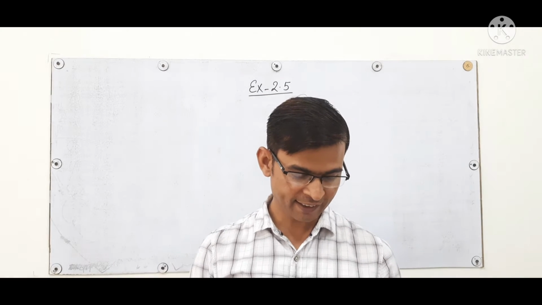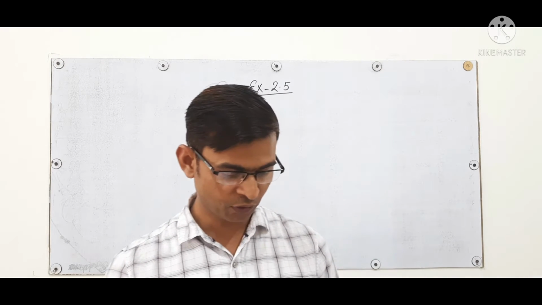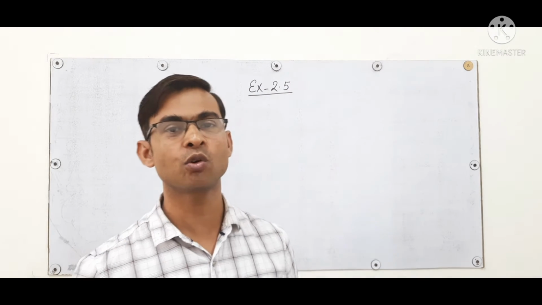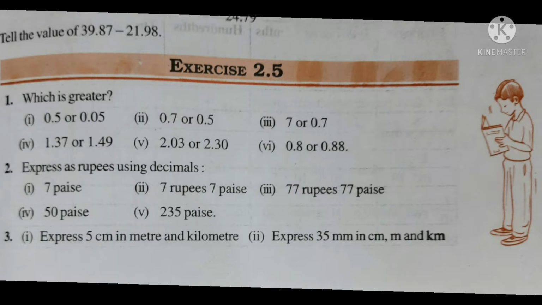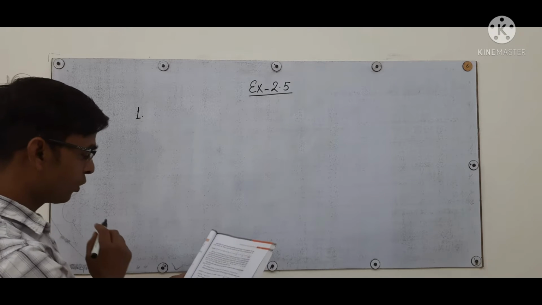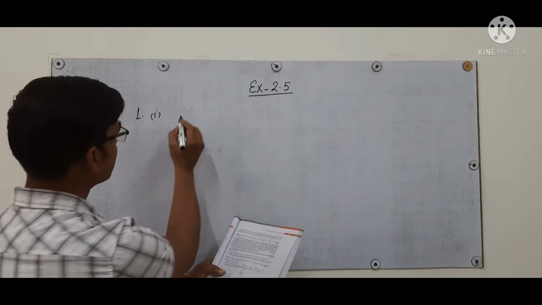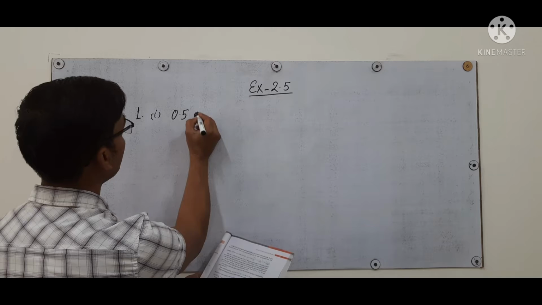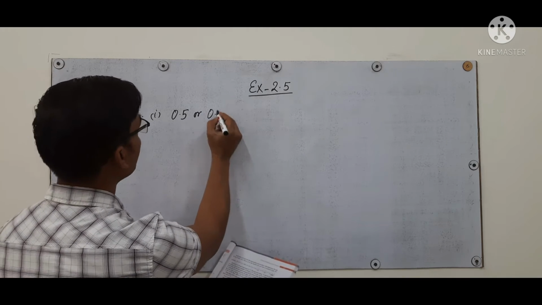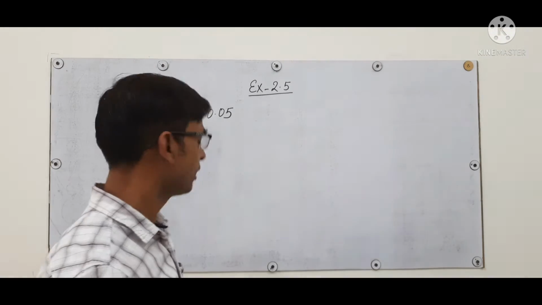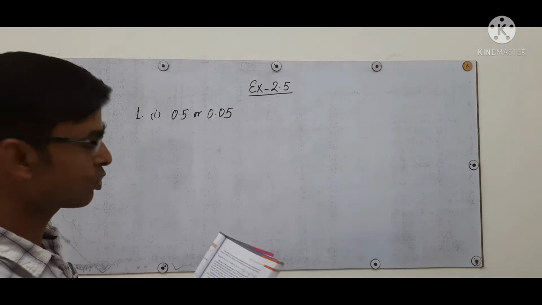Okay, and in this exercise 2.5, question number 1 is which is greater, and the question is also on your screen, you can see from here. So we will proceed to solve question number 1, which is greater, and its first part given here is 0.5 or 0.05. So this is a very easy question, and let's check out how we can solve this.